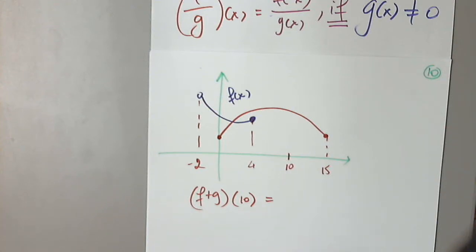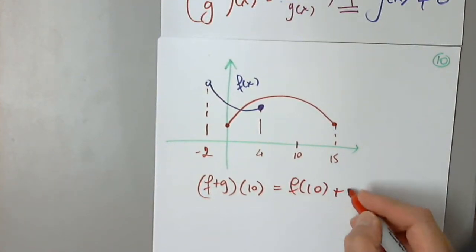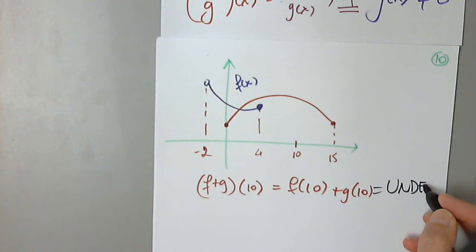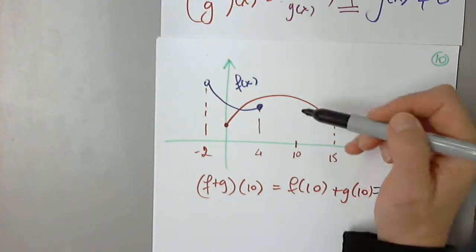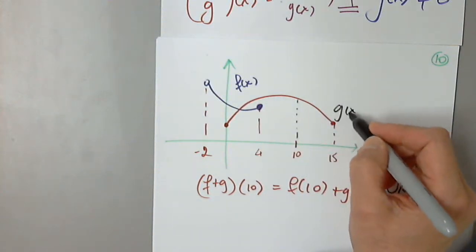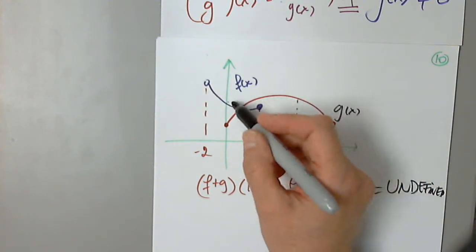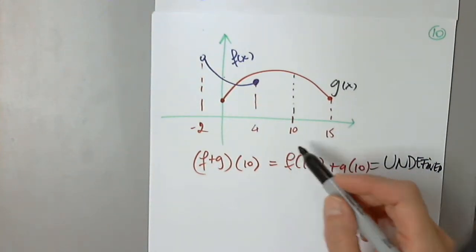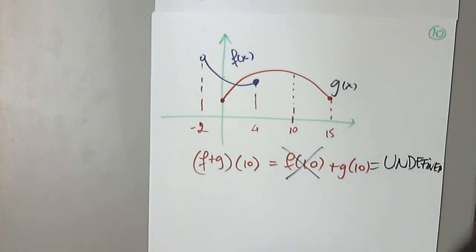You will say that's a piece of cake, right? It's f of 10 plus g of 10. We know that. However, there is a problem. Yes, please, Mike. Wouldn't it just be undefined? Correct. So f of 10 exists. G of 10, this is g of x. G of x exists. G of 10 exists, but f of 10 does not. So this does not exist. And something plus undefined is still undefined.